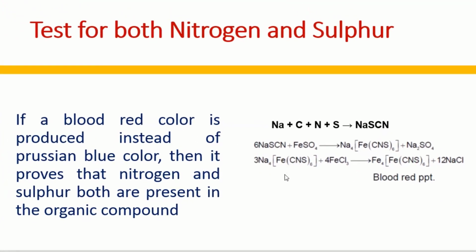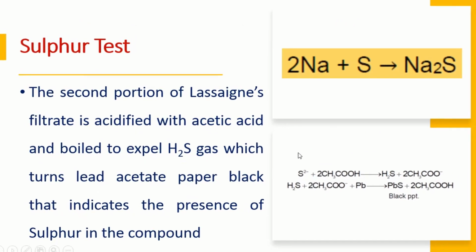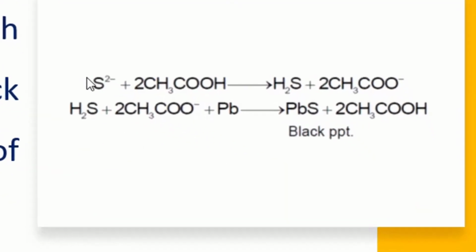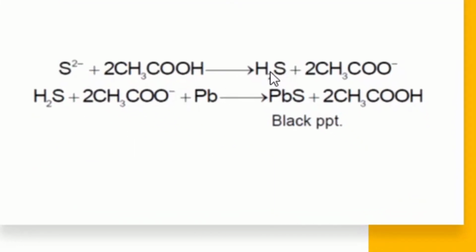Then if there is a compound which has no nitrogen, we will test for the sulfur separately. For the sulfur, we know that if sulfur is present, sodium will react with the sulfur and make sodium sulfide. Now, what we will do, the second portion of the Lassaigne's filtrate is acidified with acetic acid and boiled to expel H2S. So by adding acetic acid to the sulfide, it will produce hydrogen sulfide gas.